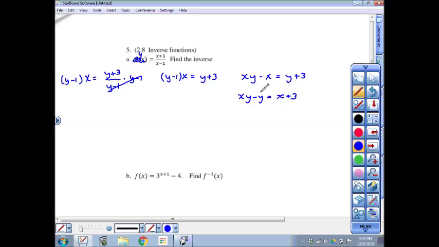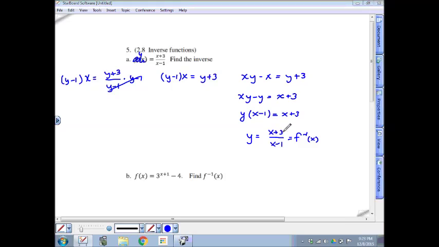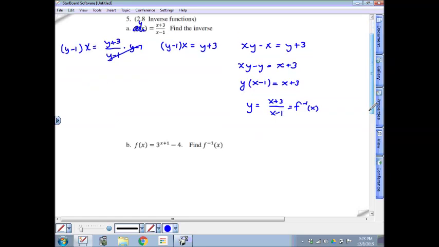The reason for getting the y's on the same side is we have 2 terms, each has a factor of y, so if you factor out the y, now we've gone from an expression with 2 y's to a single y factor, and you can divide by x minus 1, and this is the inverse. Now it just so happens, and this is just a weird circumstance or coincidence, but in this case, the inverse is exactly the same as the original function. That generally doesn't happen with these types of functions. But that was the case here.